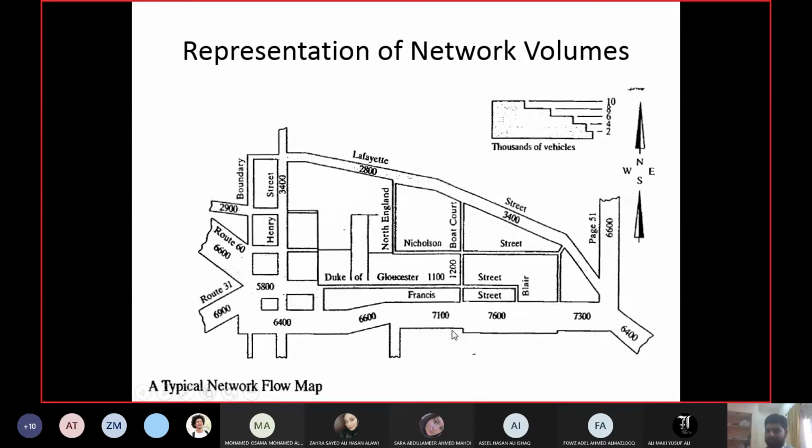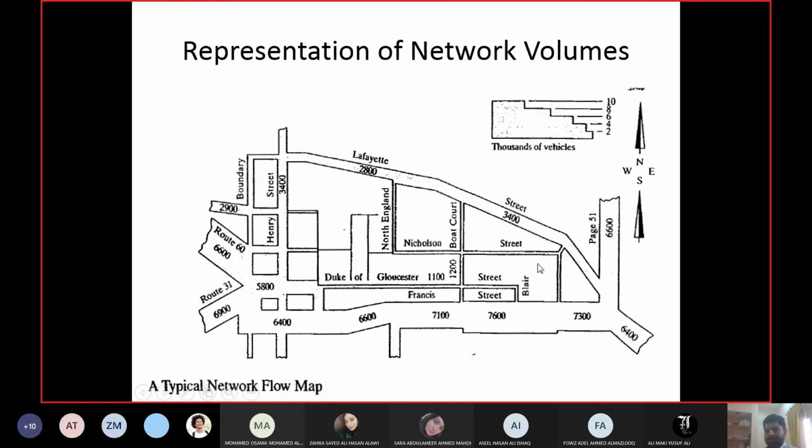Okay, so why is this change happening? Usually a road has uniform width from start to end. So this should have uniform width maybe from start to end. But why is the width changing here? Because of the volume. In a network flow map, the width represents the volume. More width means more volume, less width means less volume. And the scale is given here. So if the width is up to this much, then the volume is up to 2000 vehicles, I think, per hour, approximately this. And if the width is up to this level, then the volume is up to 4000 vehicles per hour, and so on.